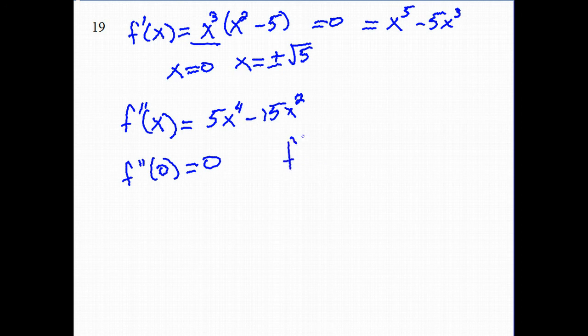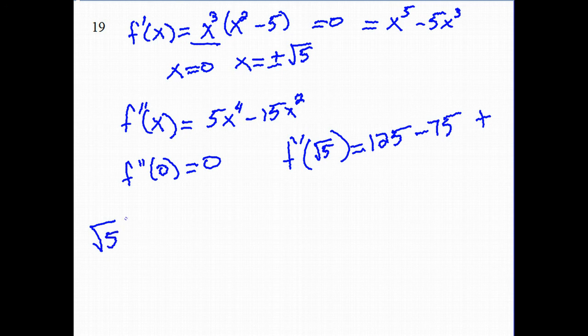Let's look at f double prime of radical 5. Well, when we put that in, radical 5 raised to the 4th power is just 25. 25 times 5 is 125. And then we want to subtract 15 times x squared here. When radical 5 is squared, that gives us a 5, and so that's minus 75. So what this tells us is that we have a positive number. So that means that radical 5 is concave up. So therefore, radical 5 is a min.